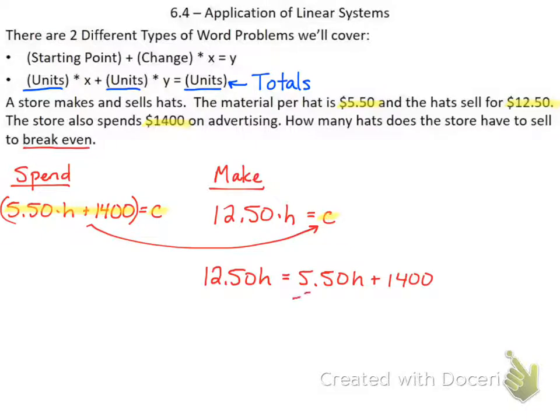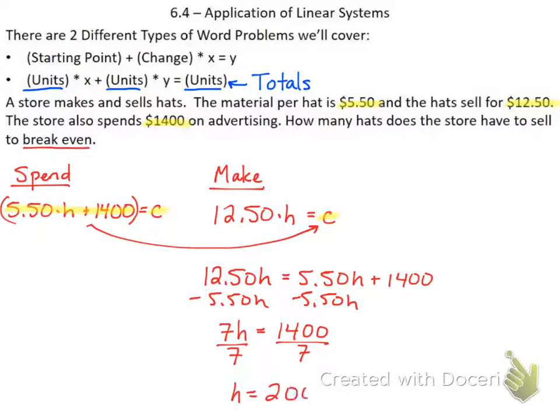I can subtract the 5.50H to the other side and get 7H is equal to 1,400, and then divide both sides by 7. Get H is equal to, I think it's 200. And then just make sure that we always label it: 200 hats. Okay?